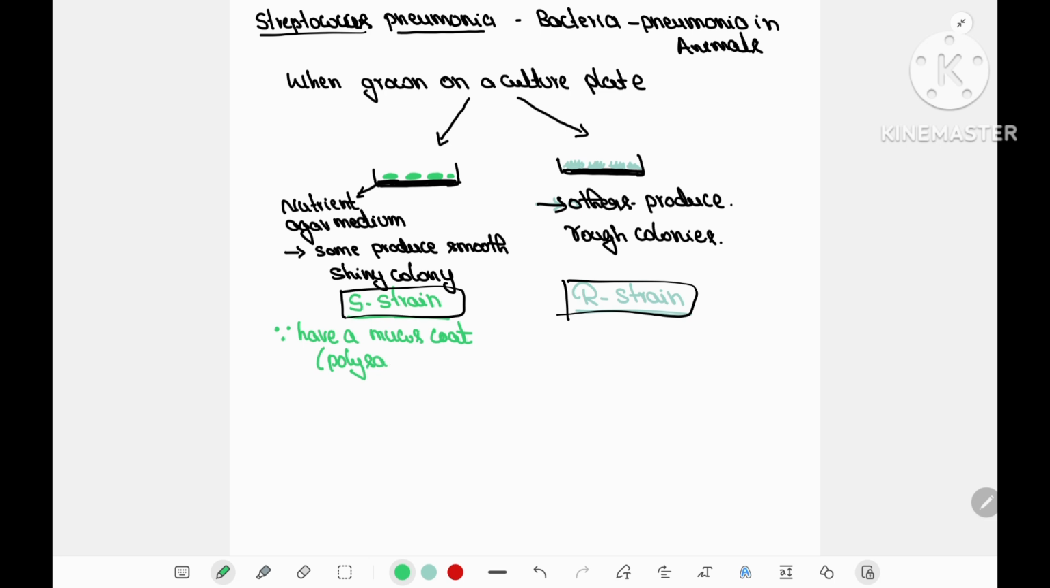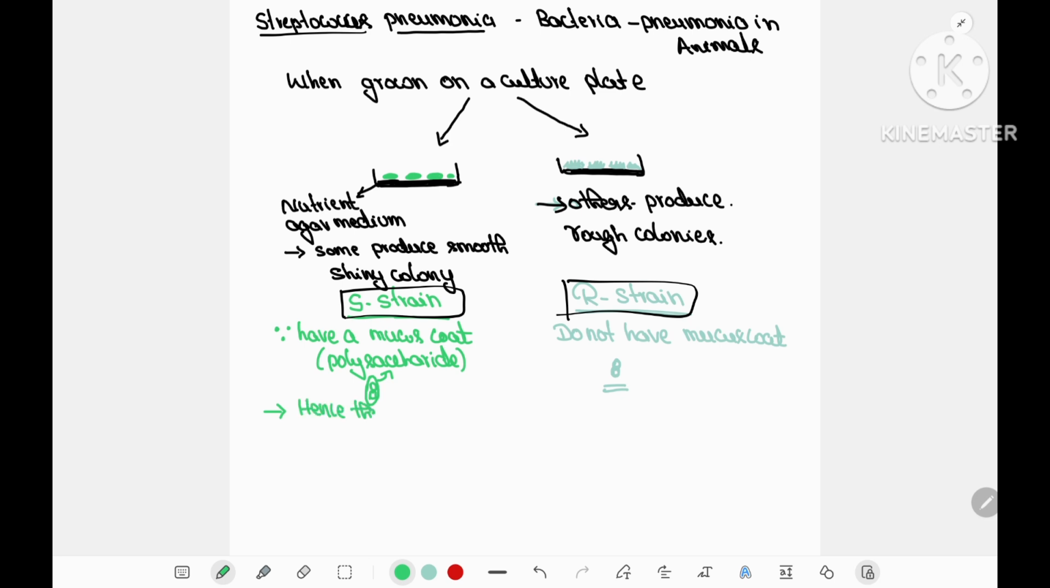S strain of bacteria produces smooth and shiny colonies because they have a mucus coat which is made up of polysaccharide. We can call it a polysaccharide capsule. So there is a cell, and the cell is surrounded by a polysaccharide capsule. But R strain of bacteria does not have such a polysaccharide capsule. So only the cell is present. The polysaccharide capsule is absent in R strain.